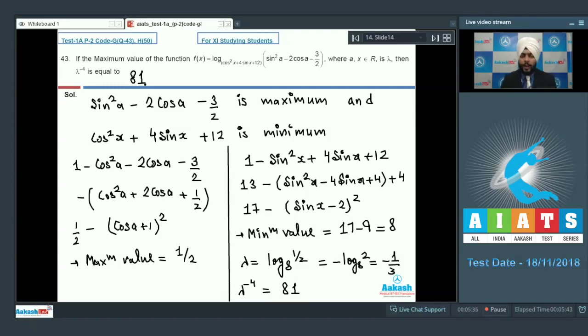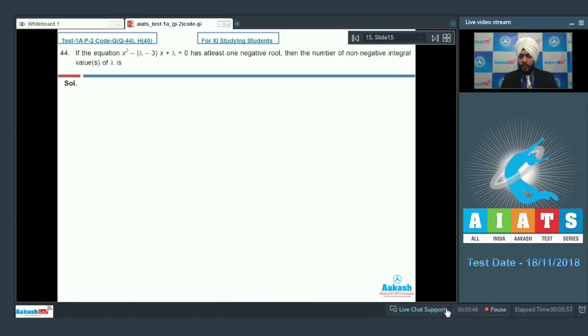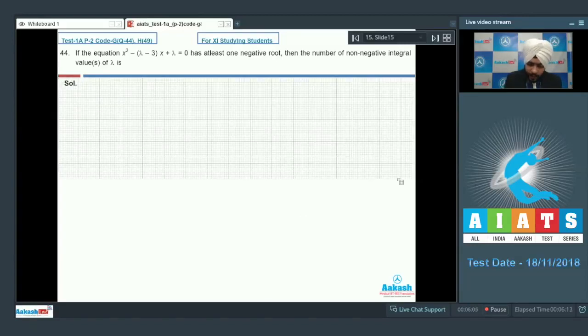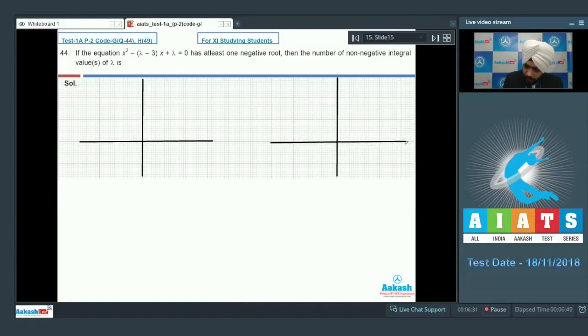Okay, let us move on to the next question, that is question number 44. Question number 44 says that if the equation x square minus (lambda minus 3) x plus lambda equals 0 has at least one negative root, then the number of non-negative integral values of lambda is. So let us draw all the possibilities if this particular equation has at least one root negative. The first case will be exactly one root is negative, and the second case will be both roots are negative.